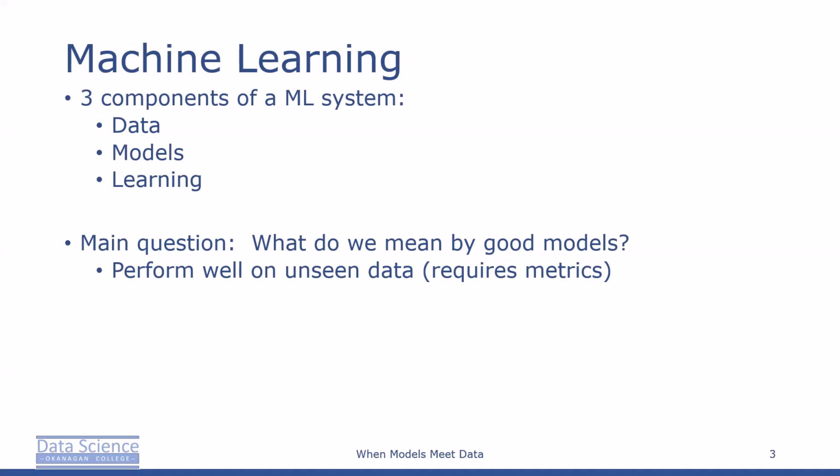The word model has many subtleties, and we'll revisit it multiple times in this sequence of videos. It's also not entirely obvious how to objectively define the word good. One of the guiding principles of machine learning is that good models should perform well on unseen data. This requires us to define some sort of performance metric, such as accuracy or distance from the truth, as well as figuring out ways to do well under these performance metrics.